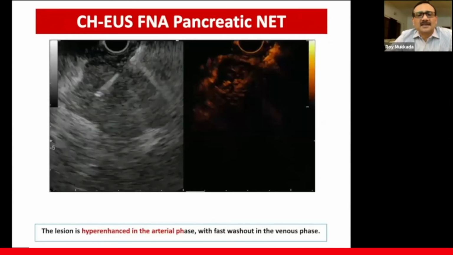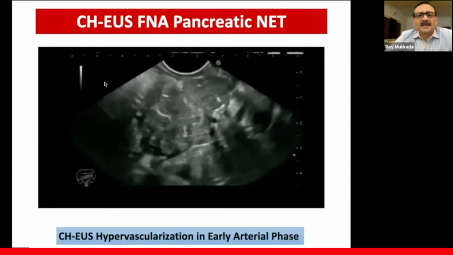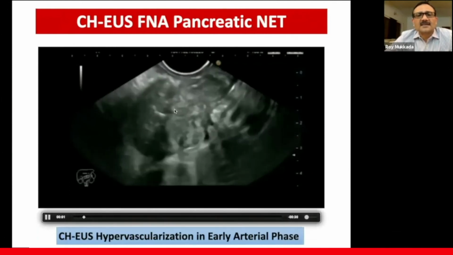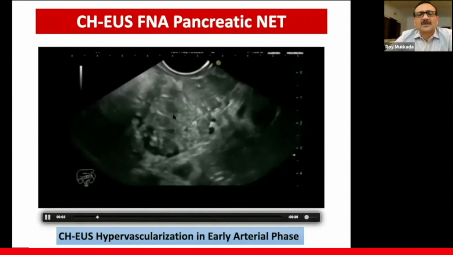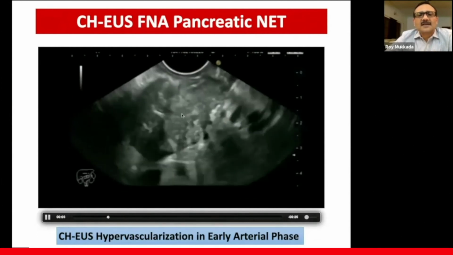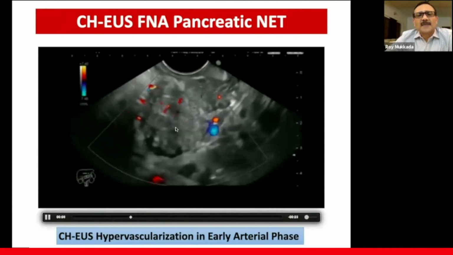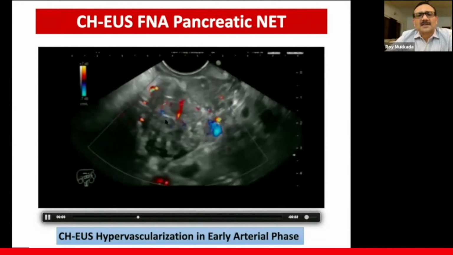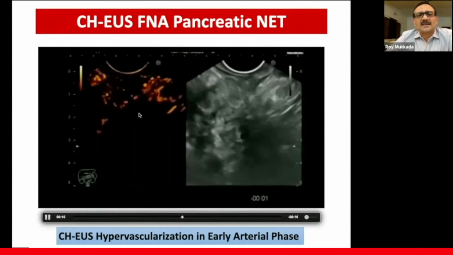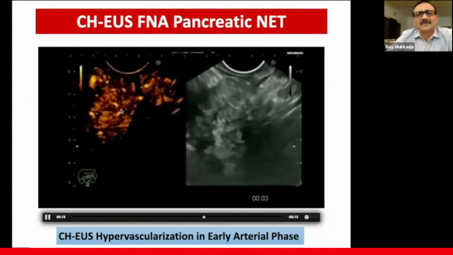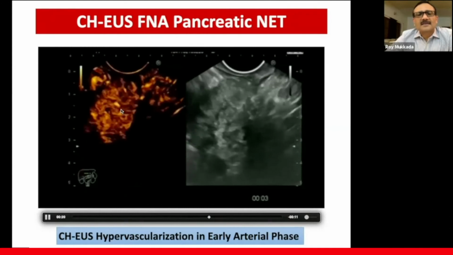You can see here the lesion is hyperenhanced in the arterial phase with washout in the venous phase. And here again, we can see this lesion, when the contrast is given. You can see the hyperenhancement. Just here you can see that. You can see that it is very much hypervascular, typical of pancreatic NET.